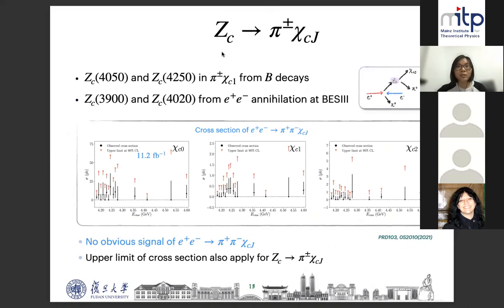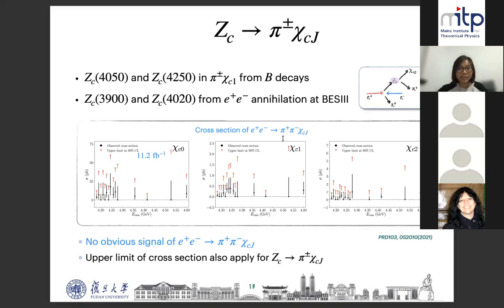Another search is performed in the final state of pi K Cj, in search for the intermediate state of pi Kc1, which was observed at Belle using B decays. In the 3 K Cj final states, we did not observe an obvious pi K Cj signal. Here shows the cross-section and the cross-section upper limit for e plus e minus to pi K Cj. Since we don't see any signal, there is no signal of the intermediate state in the pi K Cj system.